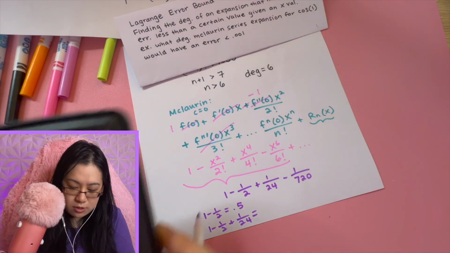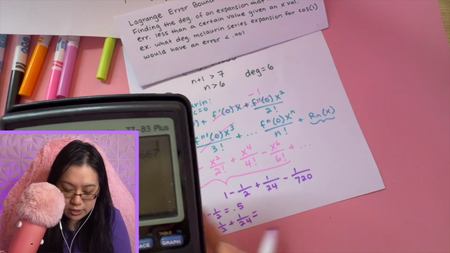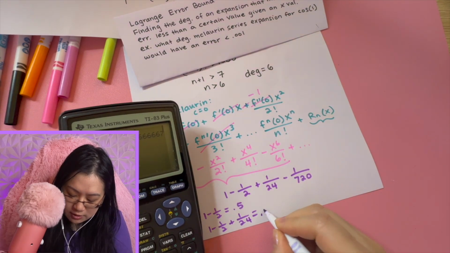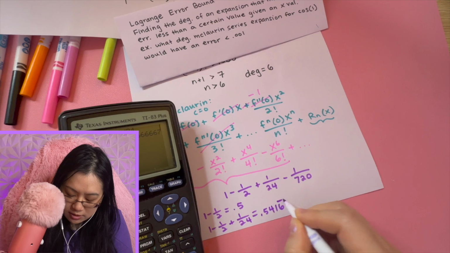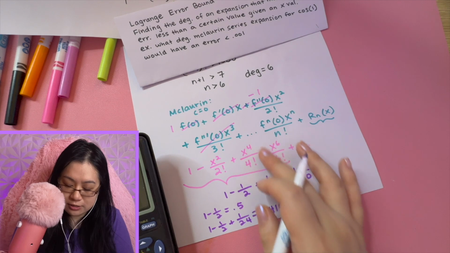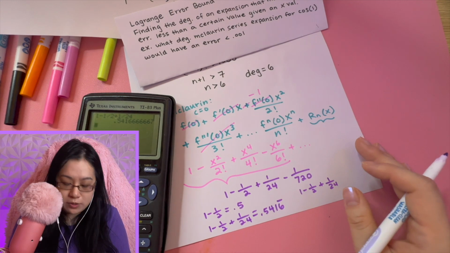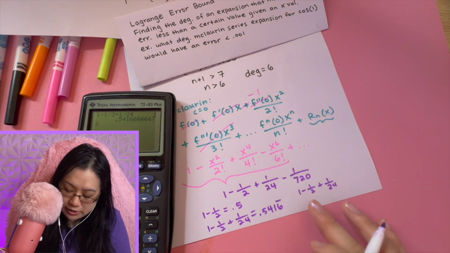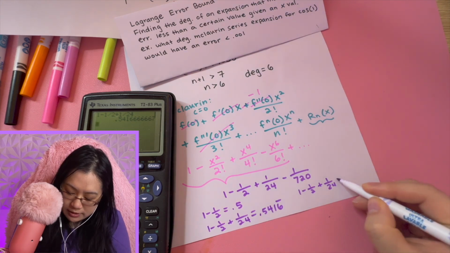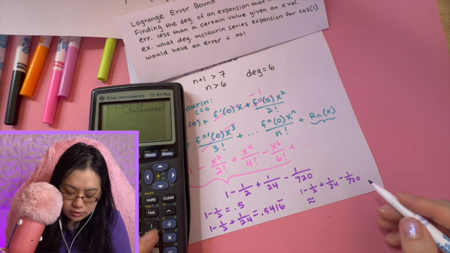1 minus 1/2 plus 1 over 24 is 0.5416, repeating. And then for the 6th degree, it would give you the same thing here. But if you were to do the 6th degree, it's 1 minus 1 over 2 plus 1 over 24 minus 1 over 720, which is about this thing.